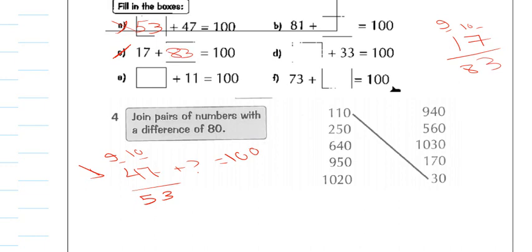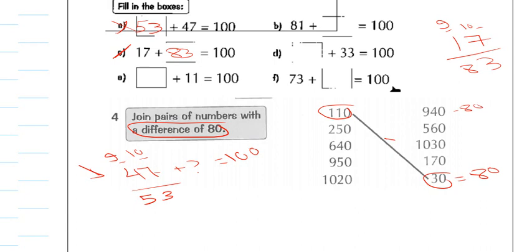Join the pairs of numbers with a difference of 80. Difference means you have to subtract them. For example, 110 minus 30 gives me 80. We need two numbers whose difference is 80. For example, let's subtract 80 from 940 and check.